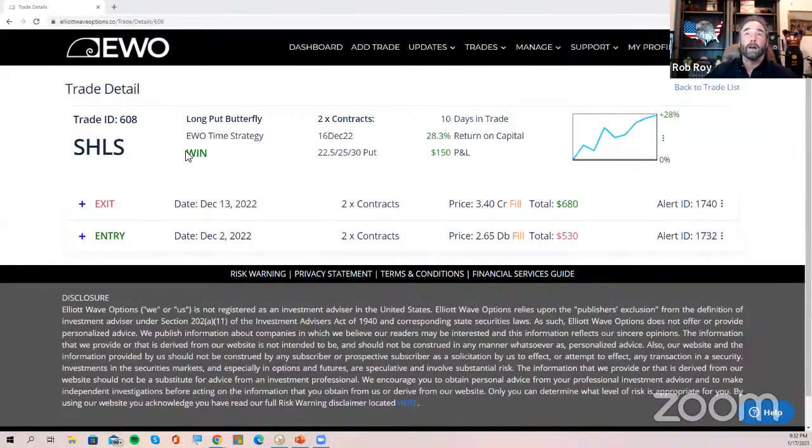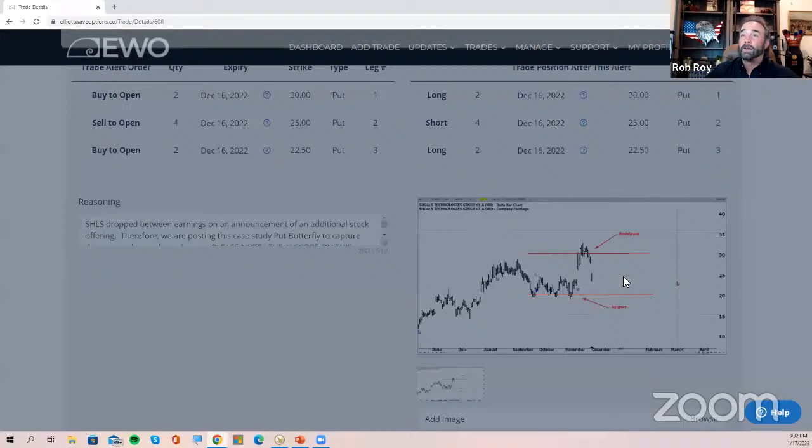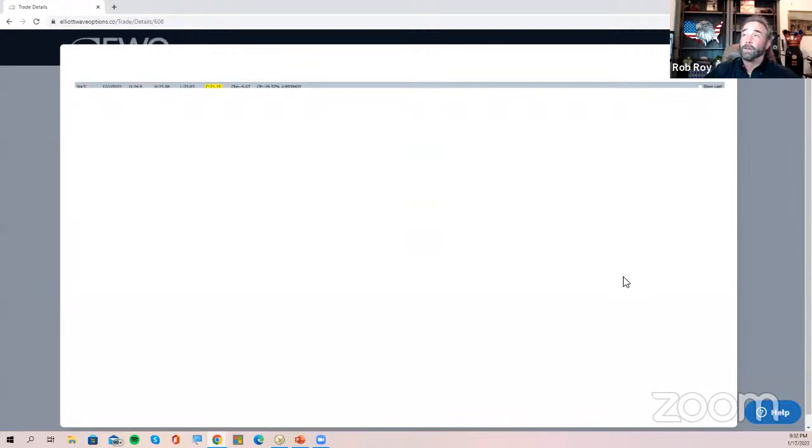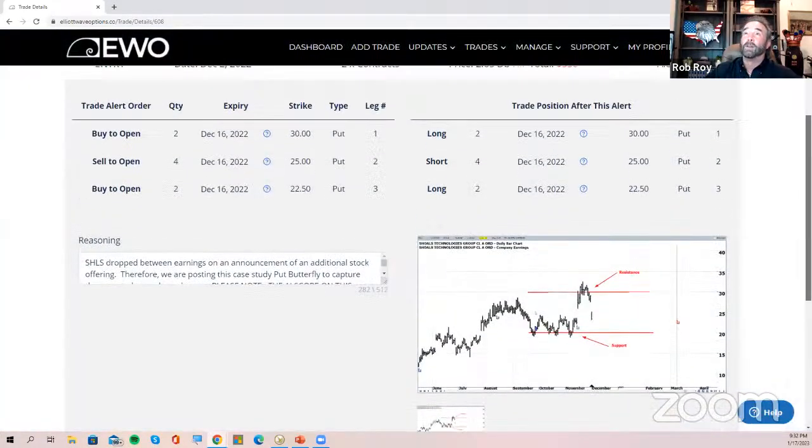But here's one in our time strategy on SHLS. We actually just featured this in our 2-minute trade review that's on our YouTube channel as well. So you can see the setup here. We like to look at calendars, butterflies, and diagonals in the time strategy. We do a lot of calendars. In this case, a butterfly made a lot of sense because you can see we had really good support there at 20, and then we had some resistance there at 30. So there's your support and resistance to set up a butterfly. It gives you a pretty wide range to stay in between. And so you can take a look at it.